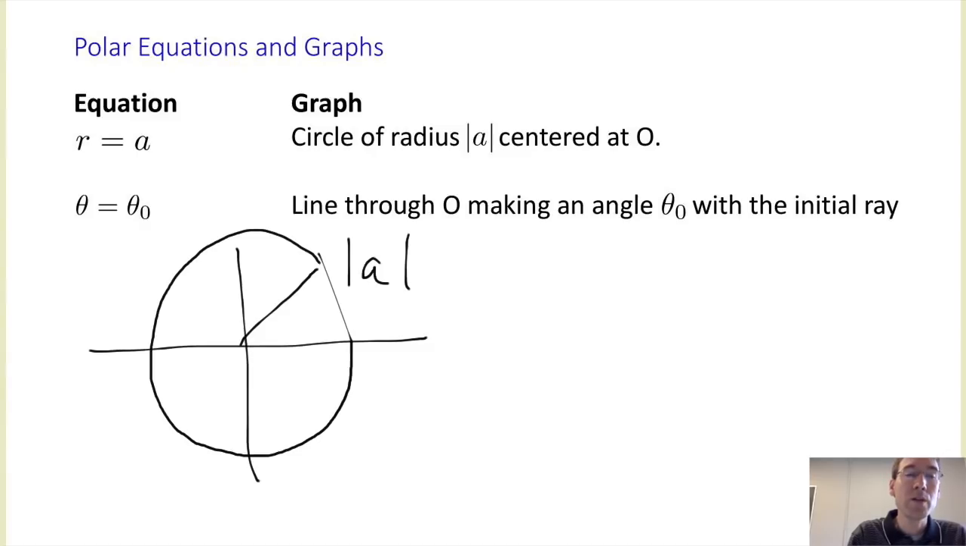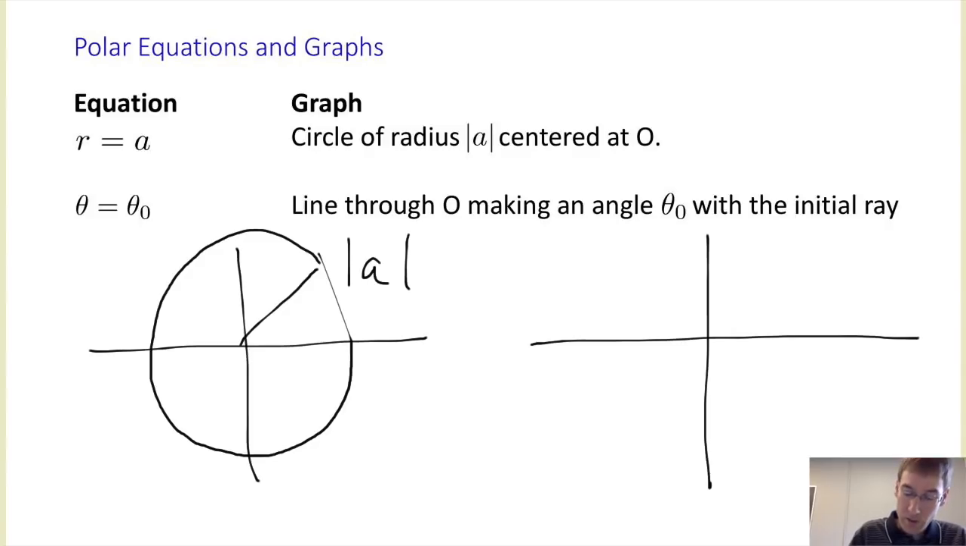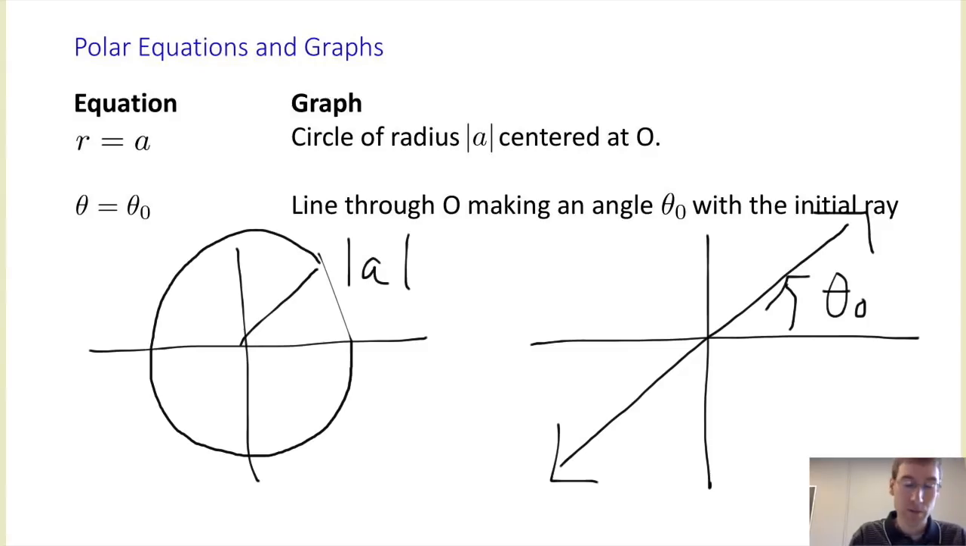The next equation is theta equals theta naught. Here we fix theta at the constant value of theta naught, and we let r vary from negative infinity to infinity. So P traces a line through the origin with a measure of theta naught from the polar axis.